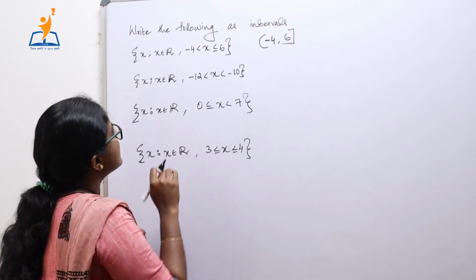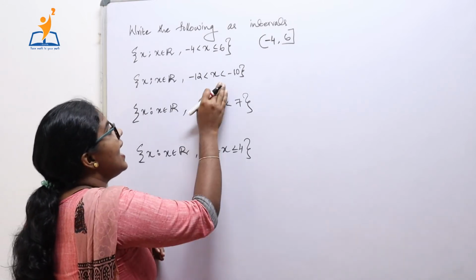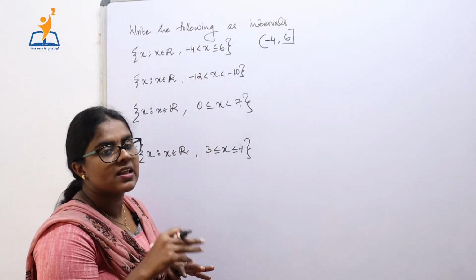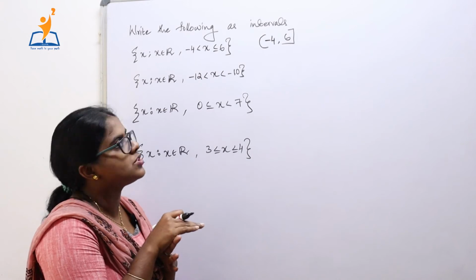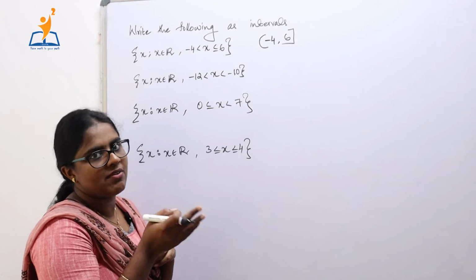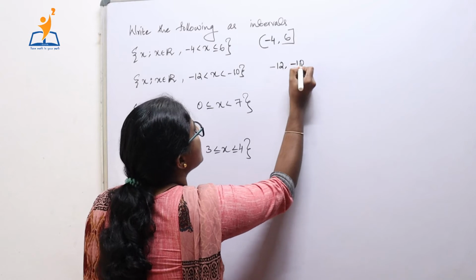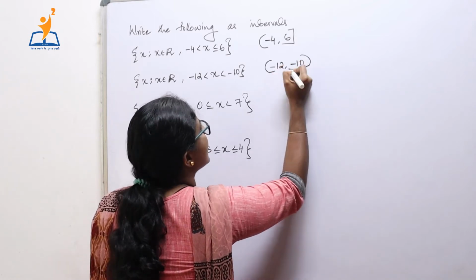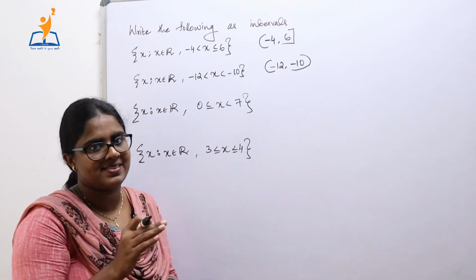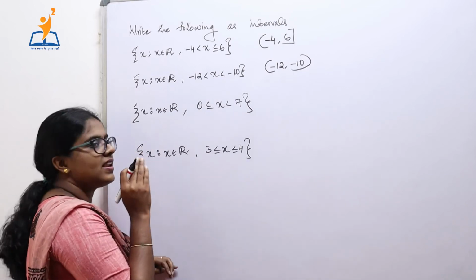Moving on to the next question, the set of all x such that x belongs to R, that is, x is a real number, and -12 less than x less than -10, which means it contains all the real numbers between -12 and -10, but it does not contain -12 and -10. So all the numbers between -12 and -10 but not containing -12 and -10, which means open interval -12, -10 is the answer.